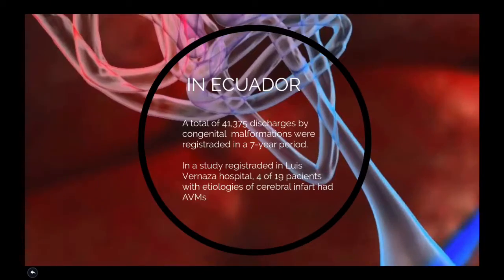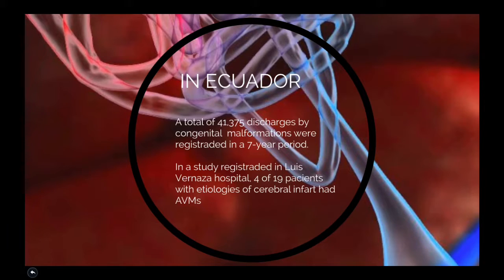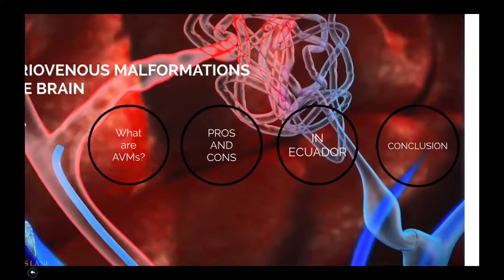Now, if we talk about statistics of AVMs in Ecuador, a total of 41,375 discharges by congenital malformations were registered in a 7-year period. In a study registered in Luis Vernaza Hospital, 4 of 19 patients with etiologies of cerebral infarct had AVMs.